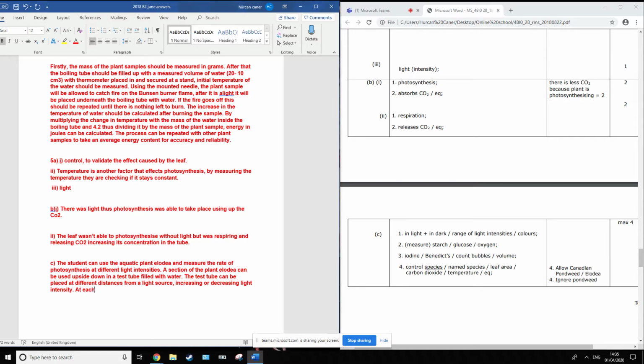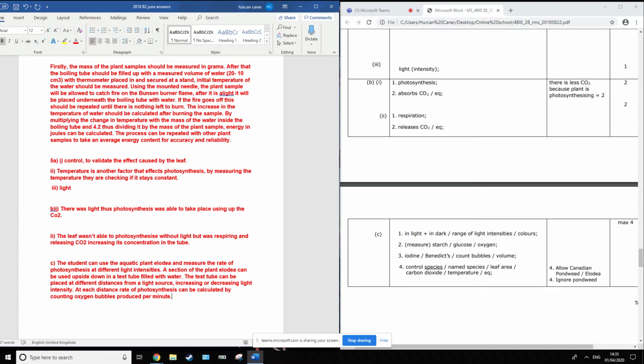At each distance, rates of photosynthesis can be calculated by counting oxygen bubbles produced per minute.